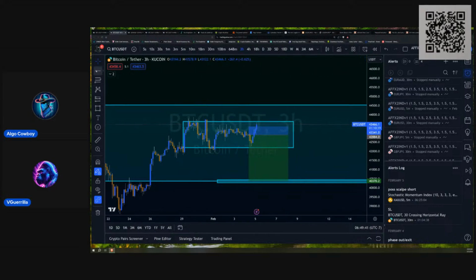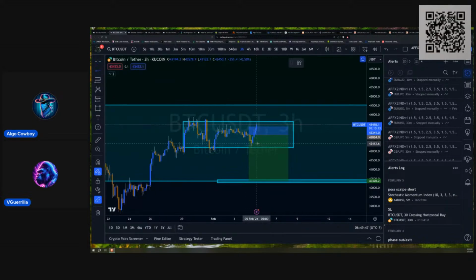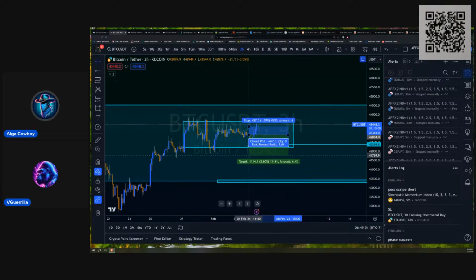And I anticipated this happening, so I actually took some profit right here. My target was actually higher than this. I had a better target than this, right? So I took off profit right about there. And then my target was a little bit higher, anticipating that we would see a liquidity grab first and then a move down.